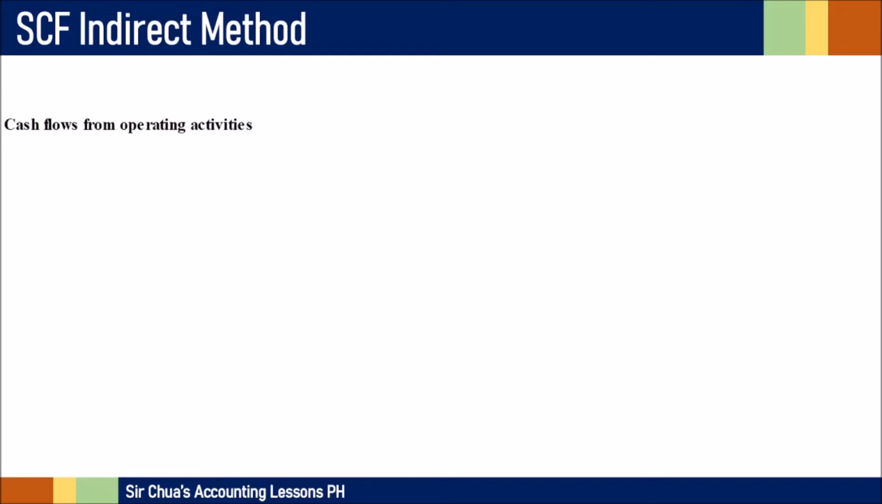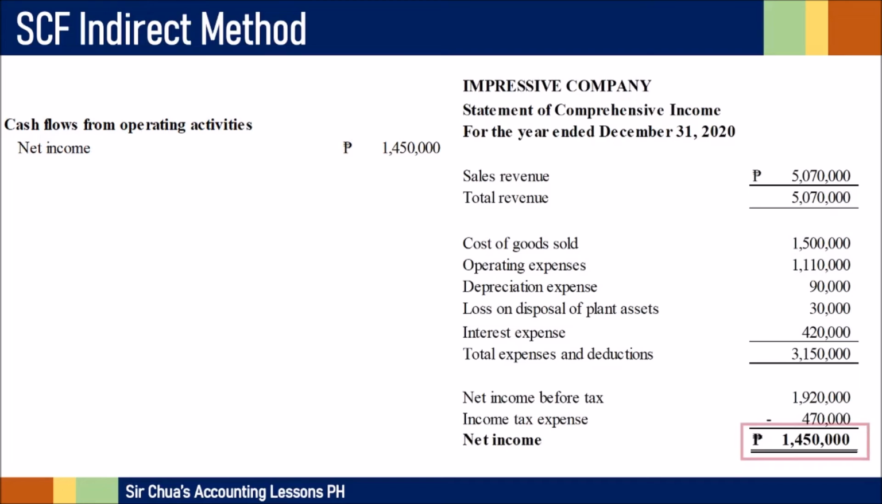We start with your cash flows from operating activities. I am omitting for now your heading because you know how to present that heading, so I'll just be presenting it later. Okay, now for your cash flows from operating activities, you actually start with the net income that is presented on the statement of comprehensive income of 1,450,000. That is always the starting point when you are presenting your statement of cash flows using the indirect method. Now, you will now be doing an adjustment on all of the non-cash transactions that affected your net income.